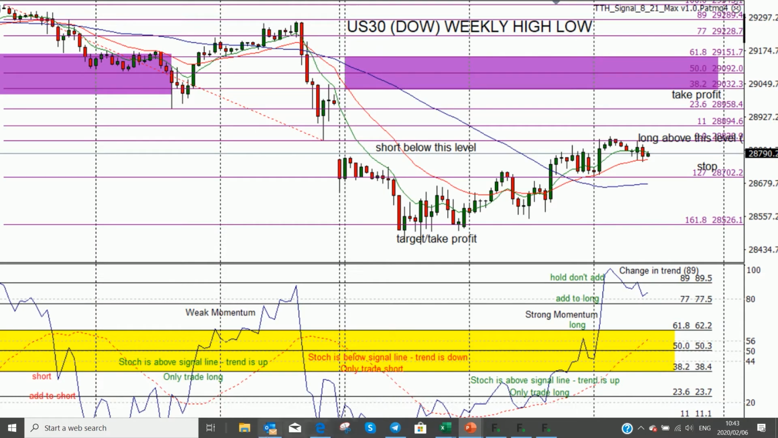Typically, a break out of the 61.8 would be a trigger long, and then add to the long at 77, hold. Don't add above 89. And exactly the same on the short side. Break of 38.2, add to the short through 23, and below 11 stay short, up through 11 get out.